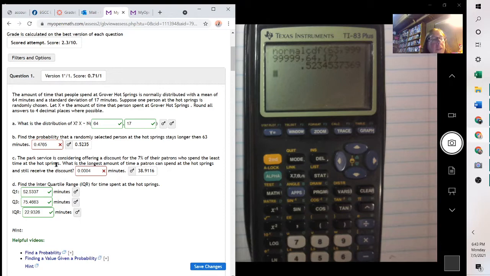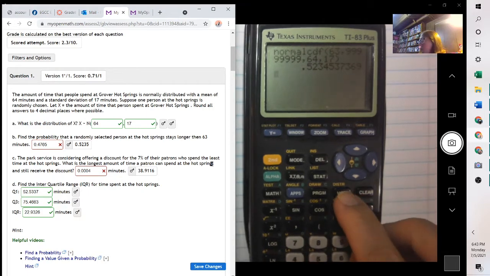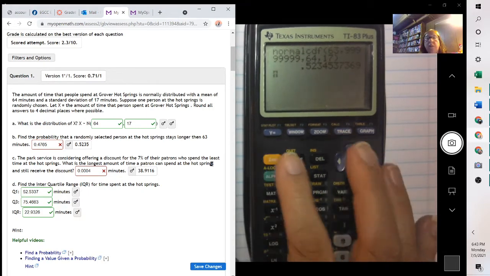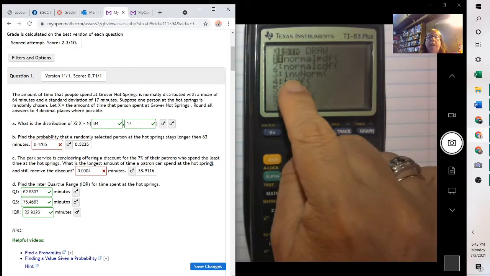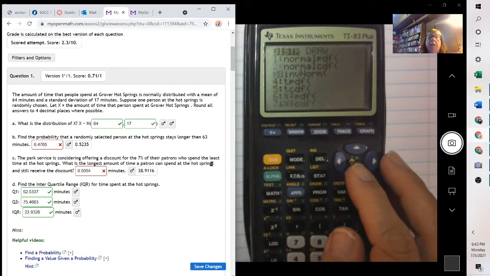The second one is, instead of giving you the values, it's giving you the percent. So this one uses inverse norm because it says considering a discount of 7% who spend less time at the hot spring. Now when you're using the inverse norm, it's under distribution. So second distribution, and it's the inverse one.